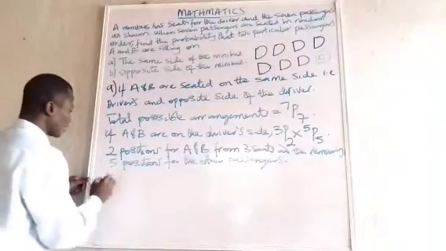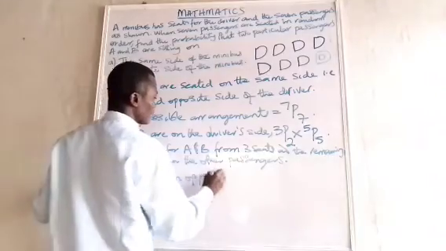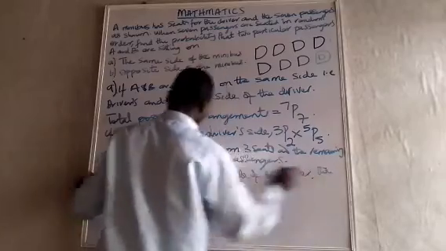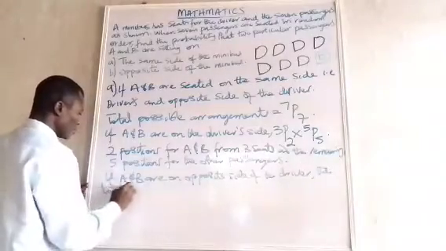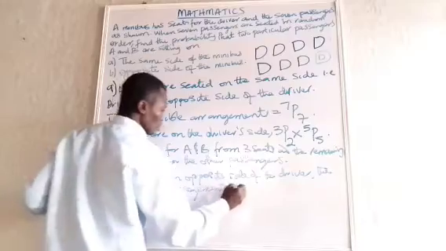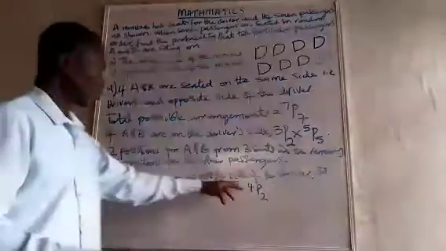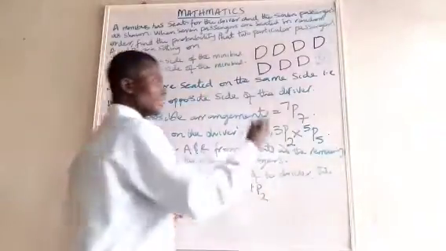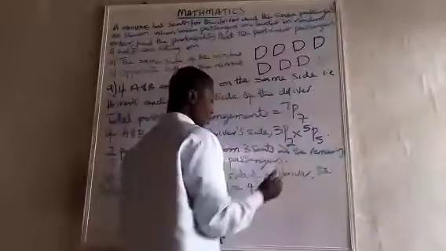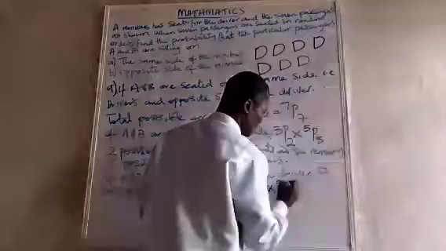If A and B are on the opposite side of the driver, the total possible arrangements will be equal to 4P2, that is 4 positions for A and B, and the remaining positions: after A and B are taking positions, there will still be 2 more on this side, plus the 3 here, so 5 positions, times 5P5. You can see.